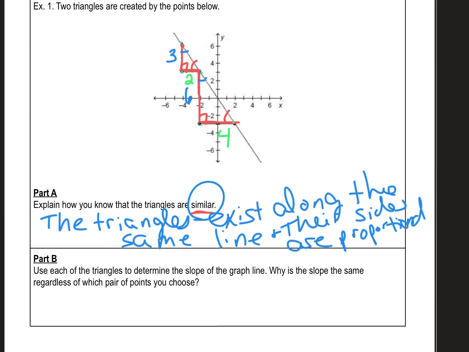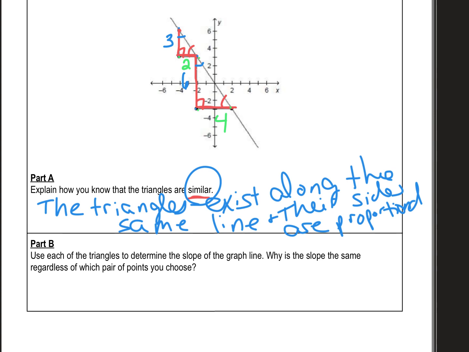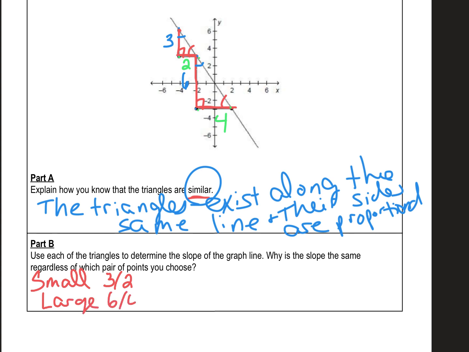Okay? So use each of the triangles to determine the slope of the graphed line. Why is the slope the same regardless of which pair you choose? Remember these triangles, we use it. If we use the small triangle, we get change in y, which is 3, over change in x, 2. The large triangle, we get 6 over 4, which is 3 over 2.